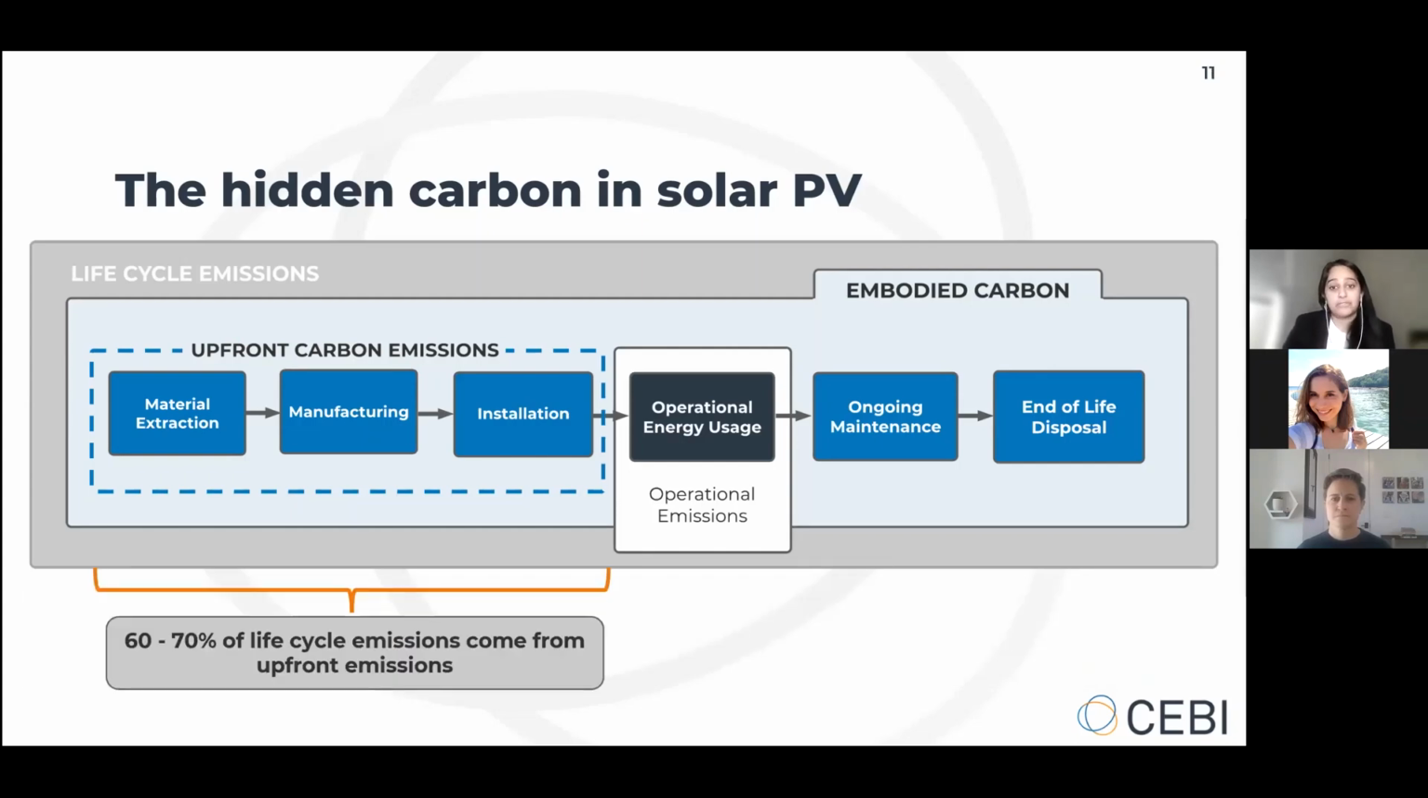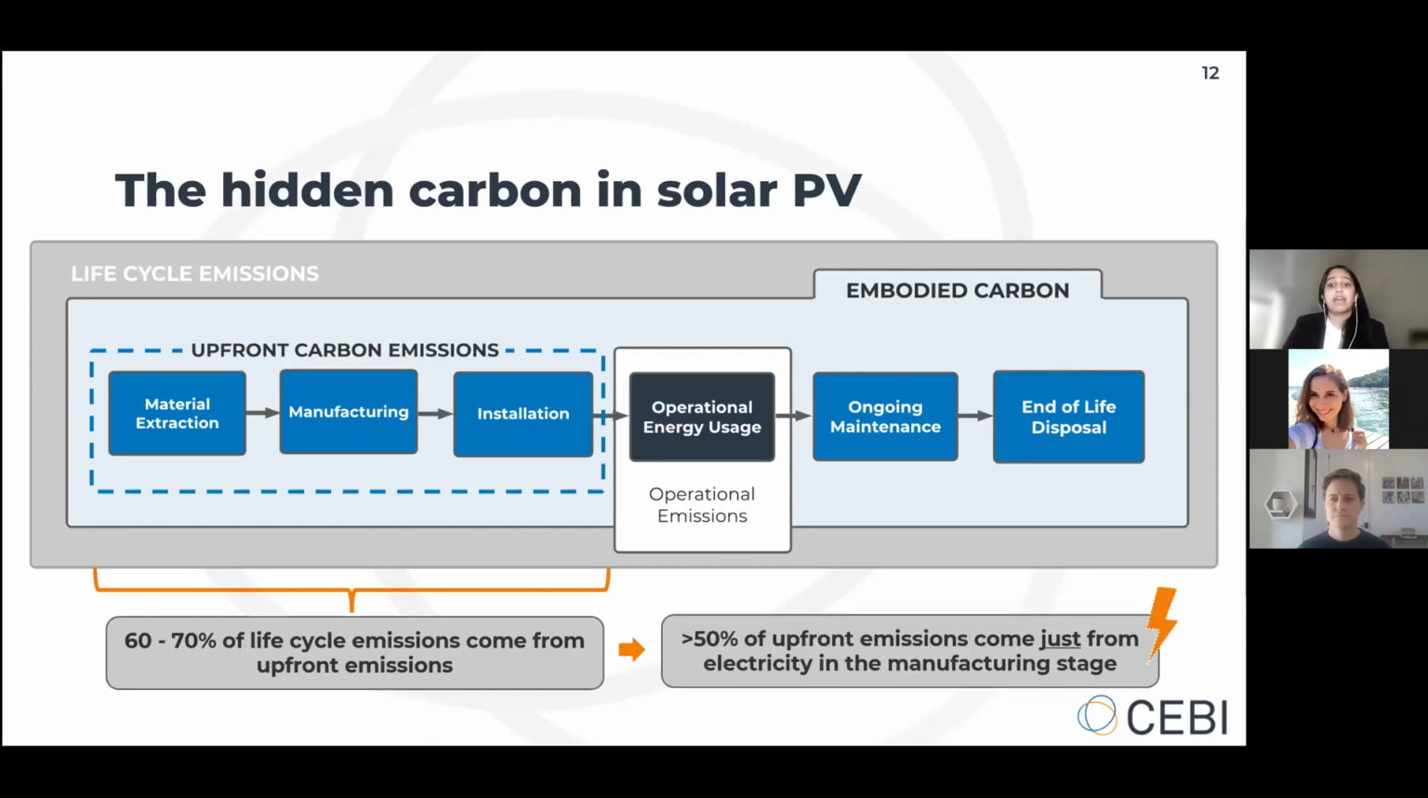In sharp contrast to fossil fuel energy production, 60 to 70% of life cycle emissions in solar PV comes just from upfront emissions. And more than 50% of upfront emissions comes just from the electricity in the manufacturing stage. And this is where we can really get to the heart of the opportunity to curb the emissions forecast for solar PV production.